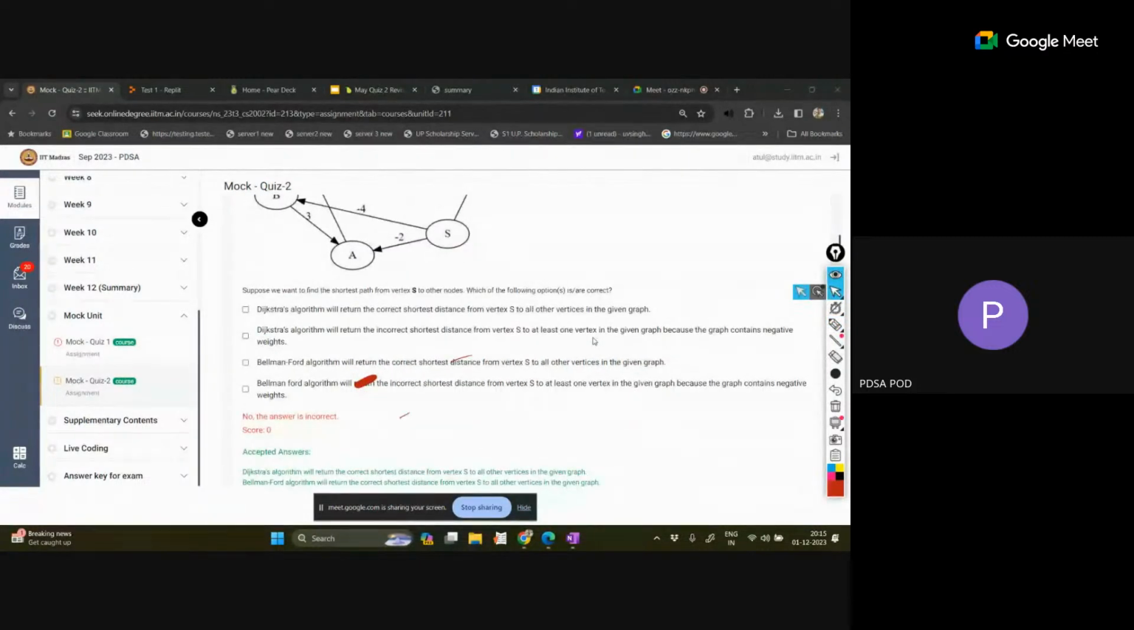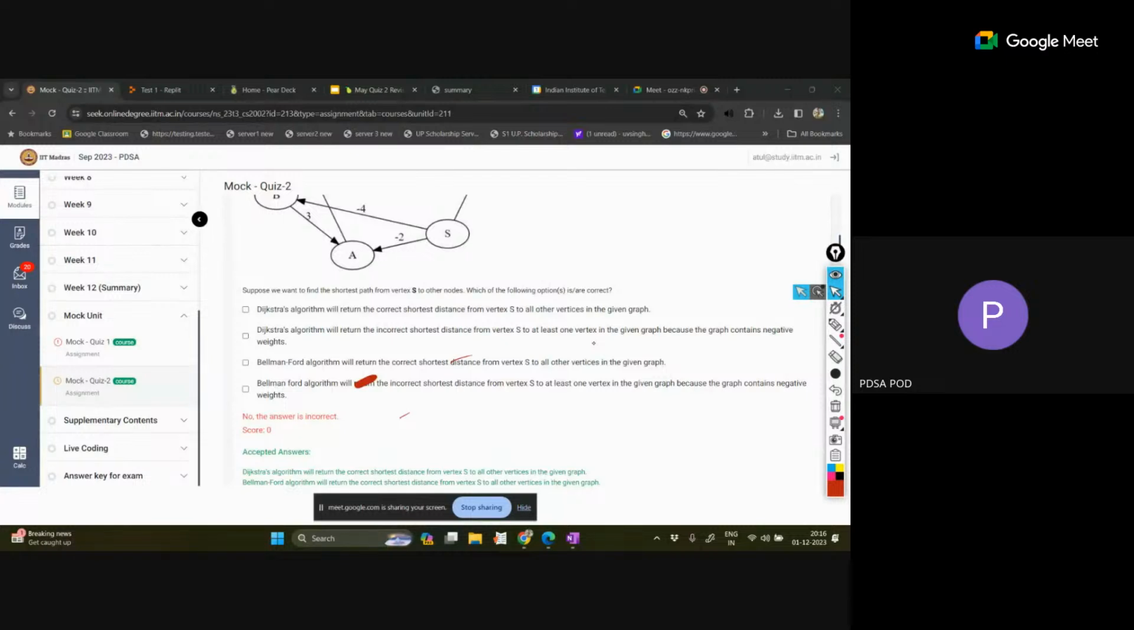If we see the options, the first says Dijkstra's algorithm will return the correct shortest distance from vertex S to all other vertices in the given graph. If you remember the property of Dijkstra's algorithm, if a graph contains negative weights, Dijkstra's algorithm may not work. So this option is not true. Dijkstra's algorithm will not always return an incorrect output, but it may return an incorrect output. These options are validating the difference between these two terms.